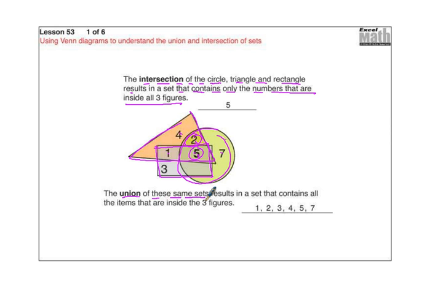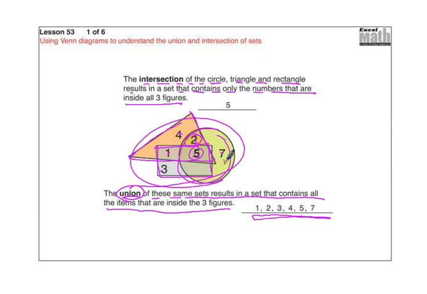The union of these same sets results in a set that contains all the items that are inside the three figures. We have a 1, a 2, a 3, a 4, a 5, and a 7. And those are all listed right here. Remember, the union is all the numbers. The intersection is only the number that they all have in common.